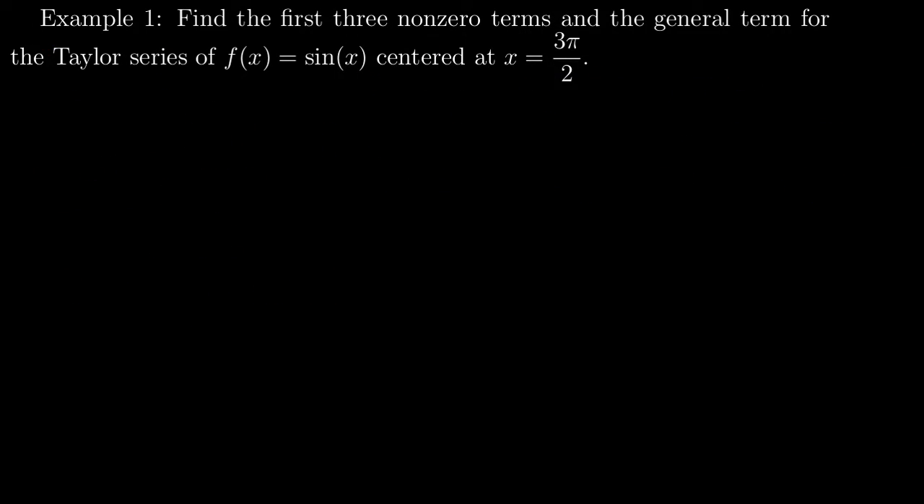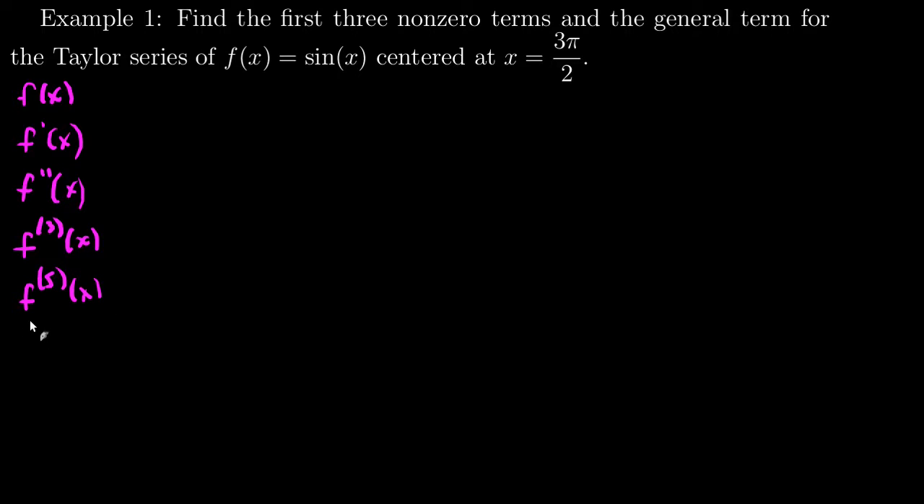Okay, some examples. Find the first three non-zero terms and the general term for the Taylor series of f of x equals sine of x centered at x equals 3 pi over 2. Now, usually if I have no better option, I can just start by listing off some of these things and keep on going till I find a pattern. And this one, the pattern's not too bad. I'll go up to the fifth derivative.